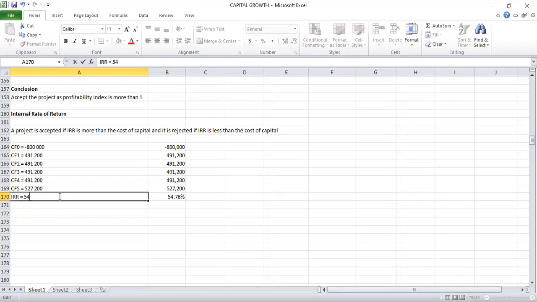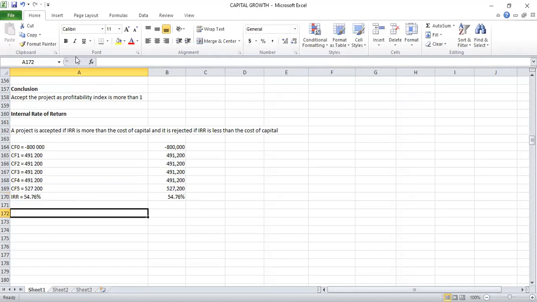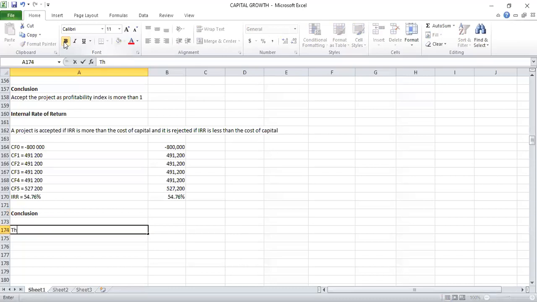Which is 54.76%. So your conclusion would be the project should be accepted, as the IRR is more than the cost of capital of 19%.